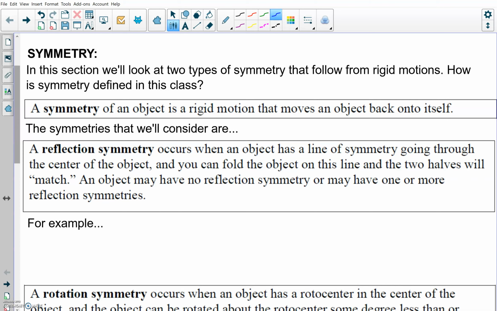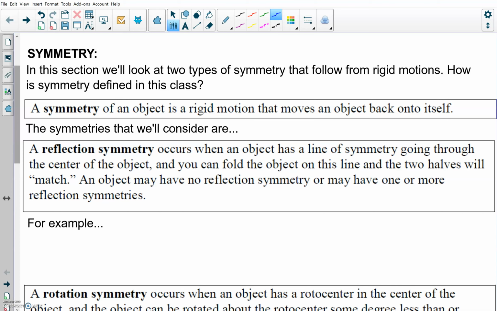So the symmetries that we'll consider are reflection symmetry. It occurs when an object has a line of symmetry going through the center of the object, and you can fold the object on this line, and the two halves will match. An object may have no reflection symmetry or have one or more.